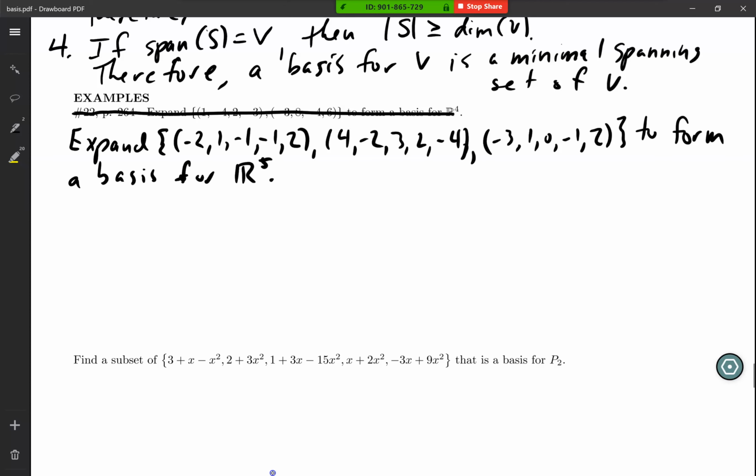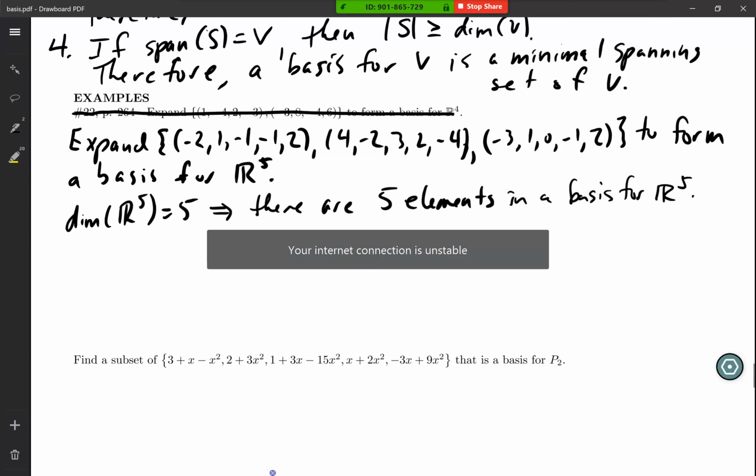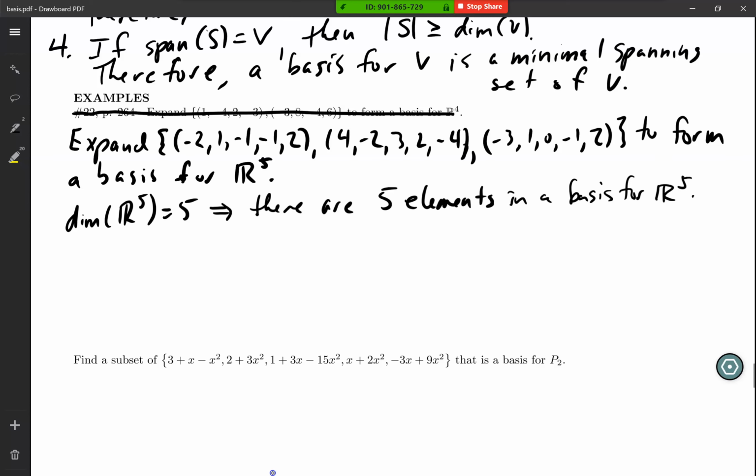Now, I know automatically that this cannot be a basis for R5. The reason is, what is the dimension of R5? It has to be 5. The dimension of R5 is 5, so that tells us there have to be 5 elements in a basis for R5, no matter what. There are only 3 vectors in this particular set, so this set has no hope of spanning R5. It could be linearly independent, but it cannot span.